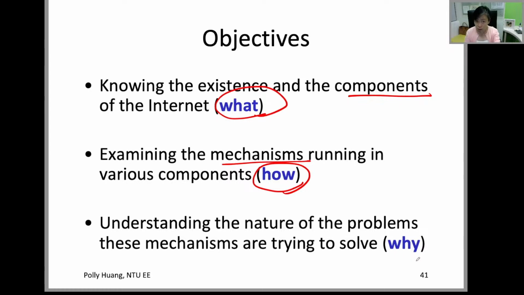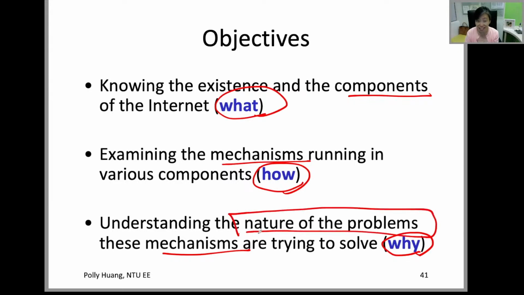We'll go one step further and learn about why these mechanisms work this way. You'll see that there are certain classes of problems that network engineers are repeatedly trying to address. Mainly about how we make sure the messages are received correctly, and mainly, that the messages are delivered efficiently.